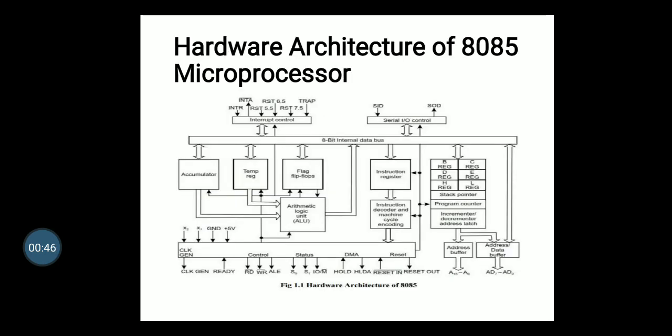So this is the diagram of the 8085 microprocessor. We call it a hardware architecture. There are many architectures available, but mostly we use this architecture for this purpose.